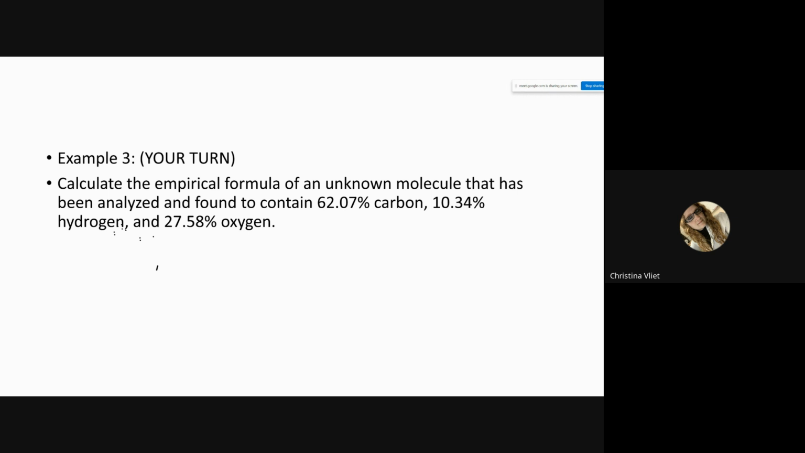Okay, let's go over it. So I'm going to go a little bit quicker through the process this time. This is just double checking that you got it. For step 1, we know that we have 62.07 grams carbon, 10.34 grams hydrogen, and 27.58 grams oxygen. If I want to write less and still get full credit, what can I do?